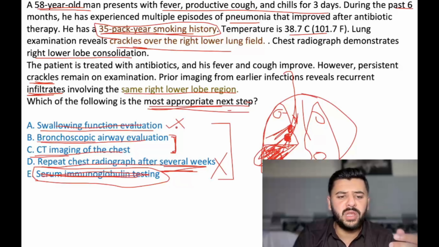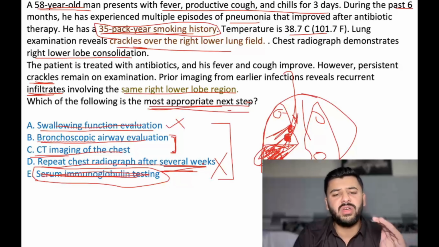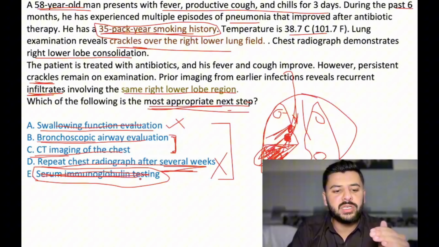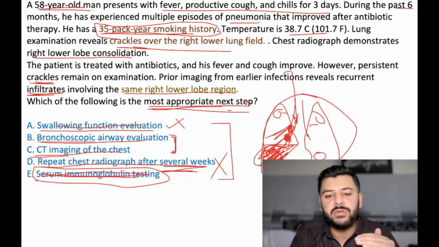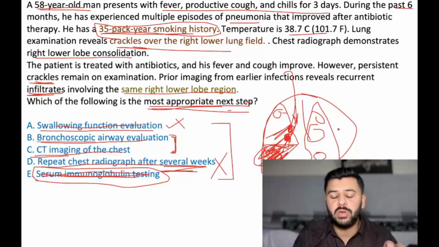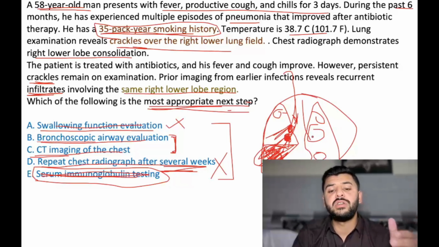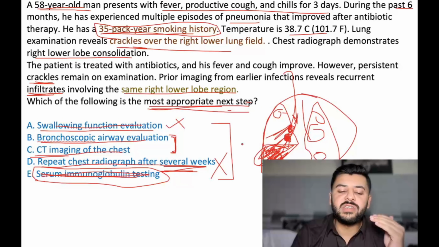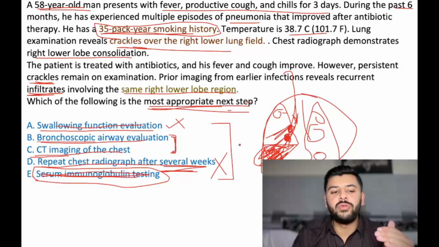So remove the barium study because it's not dysphagia. Remove the chest radiograph after several weeks. You never wait for weeks. Okay, it's a condition that requires imaging right now. Serum immunoglobulin testing would be a correct answer if you had seen multiple pneumonias, sorry, not multiple pneumonias, pneumonias in different areas. And thirdly, you have to choose between bronchoscopic evaluation and the CT imaging of the chest. You do CT imaging, you do non-invasive studies first, then you move to bronchoscopic evaluation.